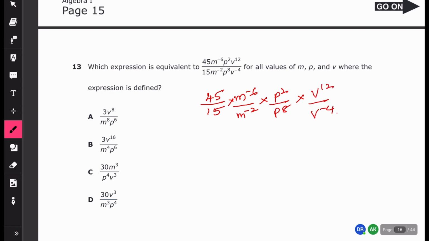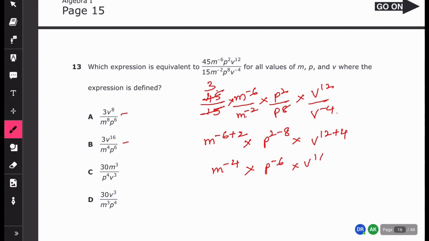So now here this becomes 15 threes are 45, so it becomes 3. It can be either in this or in this, anything it will be the answer. So which is the answer, we'll just check it out over here. Now this can be written as m to the power of minus 6 plus 2, if you are taking this down power to the top, into p to the power of 2 minus 8 into v to the power of 12 plus 4. So what we are getting here: m to the power of minus 4 into p to the power of minus 6 into v to the power of 16.